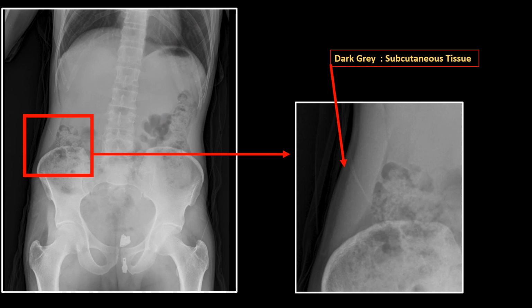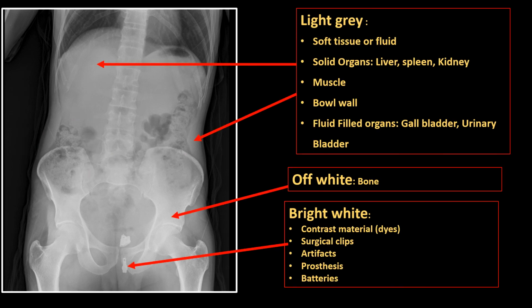Dark gray color is because of the subcutaneous tissue, as we can see here. Light gray color is given by soft tissue or fluid, and solid organs like the liver. It is because of the muscle also. Bowel wall also gives the light gray color. Fluid-filled organs like the urinary bladder and gallbladder also give light gray color, while off-white color is given by the bones like the ilium and vertebrae. The bright white color is produced by contrast material, foreign bodies, surgical clips, artifacts, prostheses, etc.